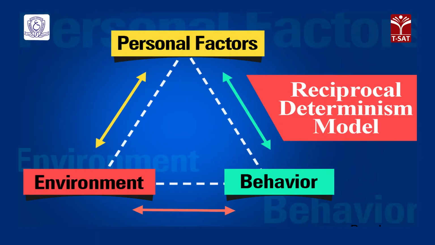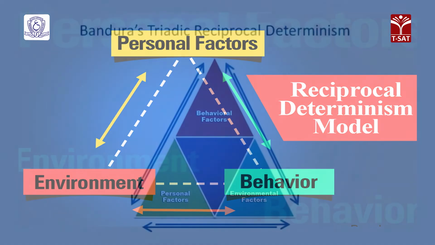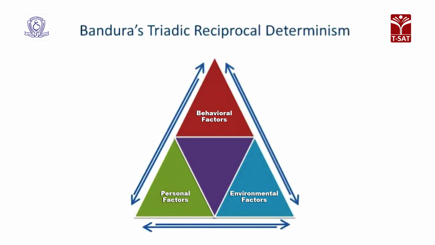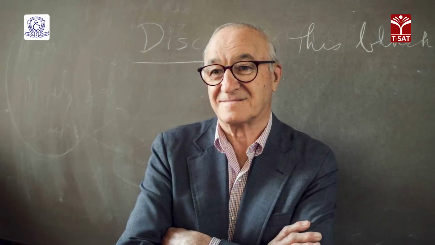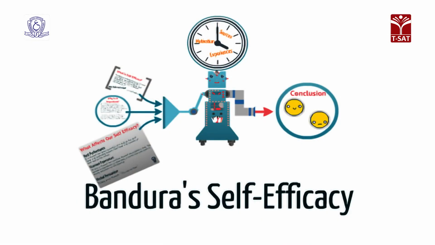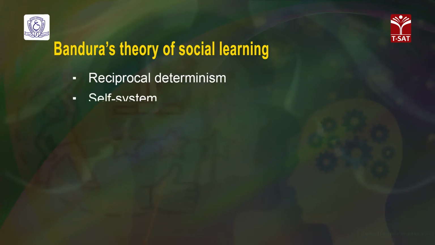Thus, a complete analysis of behavior from reciprocal determinism requires consideration of all three sets of behavior: cognitive, behavioral and environmental influence one another. Bandura discusses the personal determinants of behavior in terms of the self system and individual's self efficacy. Now, we shall go through self system.